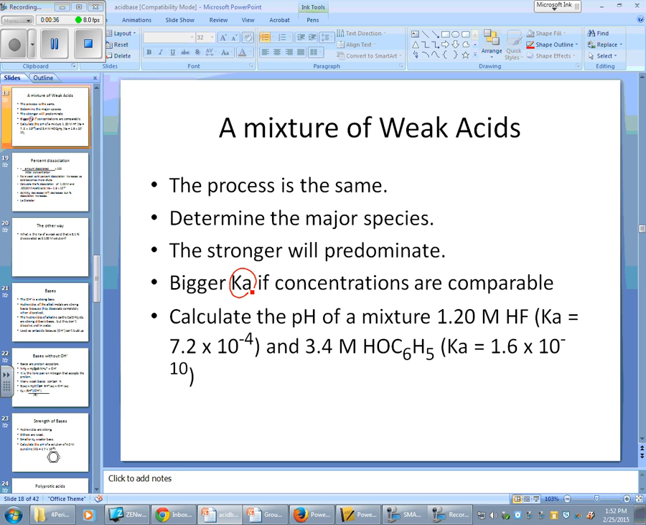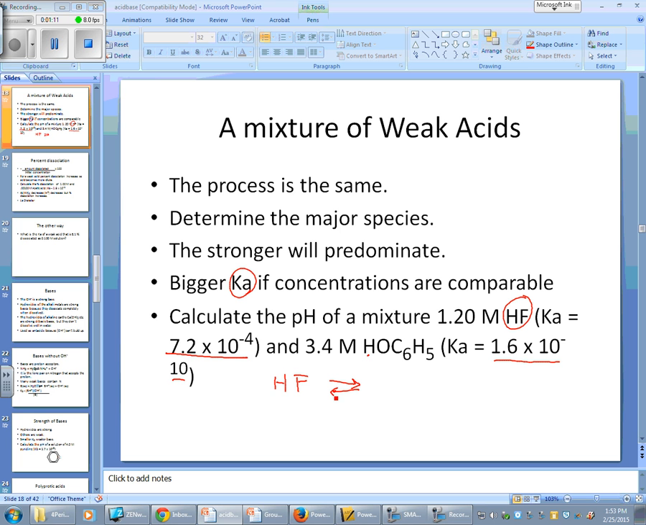So if we're trying to calculate a mixture of HF and our other one here, HOC6H5, then we want to focus our efforts on the strongest one. The Ka for HF is gigantic compared to the Ka of that other one, which is times 10 to the negative 10. So it is going to be HF that is affecting the pH the most, and so really you're going to do your icebox based only off of HF.